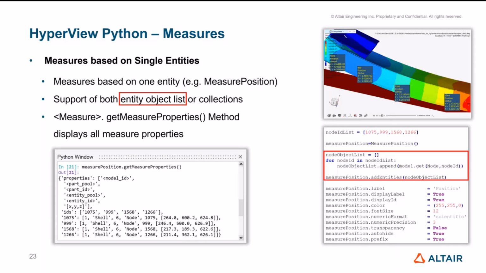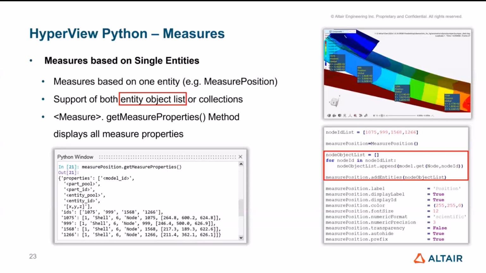I also want to mention that we have the get measure properties method on all the measures. So here you see in this dictionary, the properties key shows you basically the header line, what is inside: model, part, pool, etc. And then you get the IDs in string format because these are the keys, and each key here contains the list according to the properties for each measure. You see the first one is the model, the pool, etc. And at the end, the last entry is always a list of the results. Here, X, Y, Z.